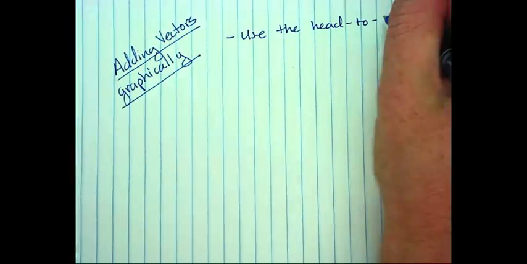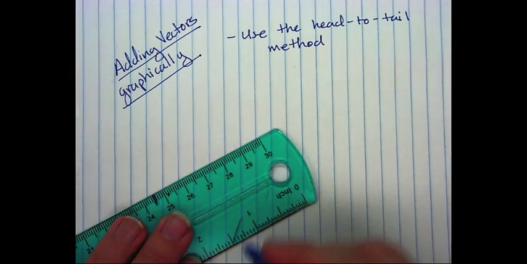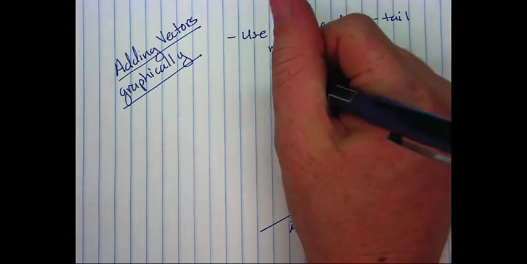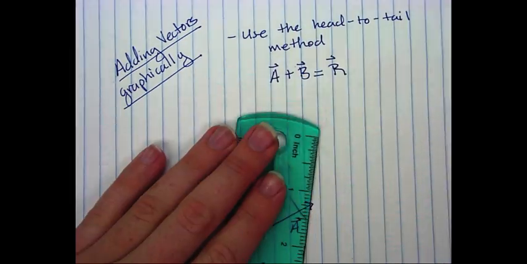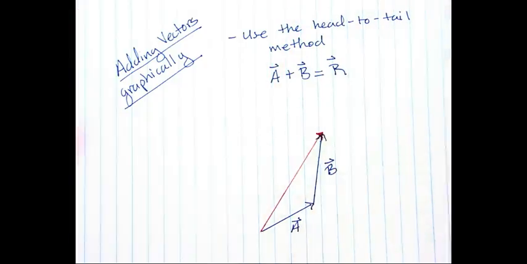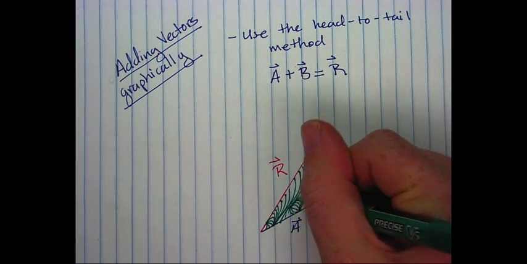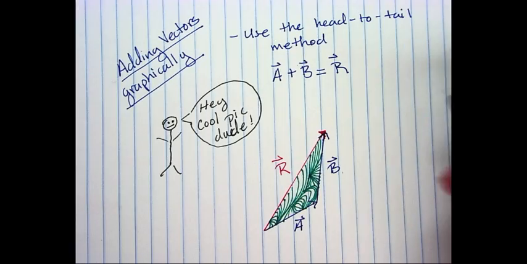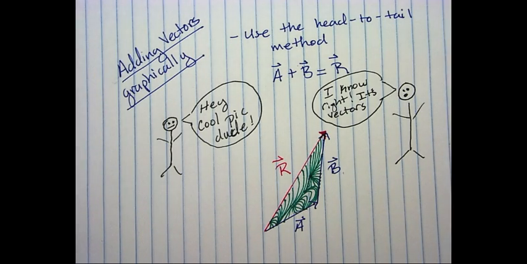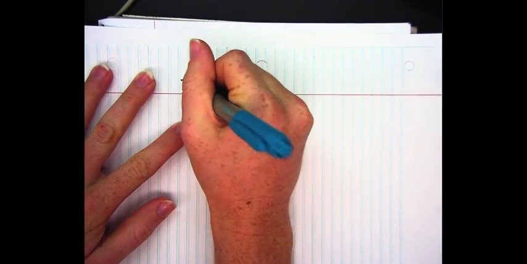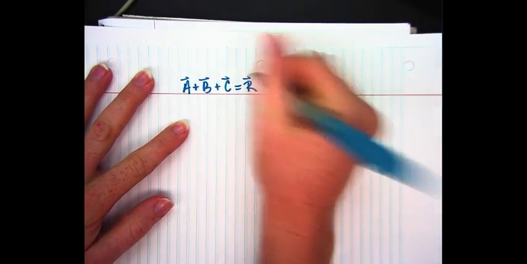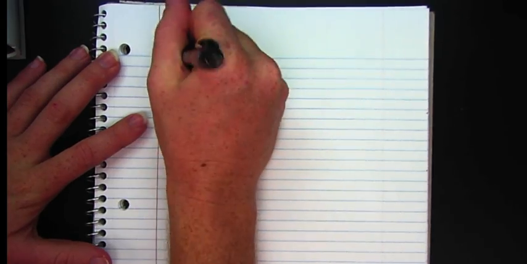Okay, so adding vectors graphically, basically with pictures. You're going to use the head to tail method. So basically you have vector A. You want to add it to vector B and get a resultant of vector R. The head of vector A is going to be attached to the tail of vector B, and the resultant is going to go from the tail of A to the head of B. That was a mouthful. Now say you have multiple vectors that you want to add, so A, B, C.